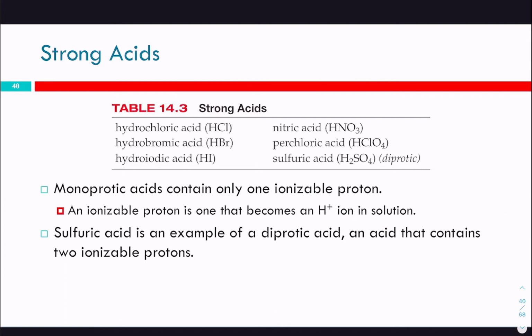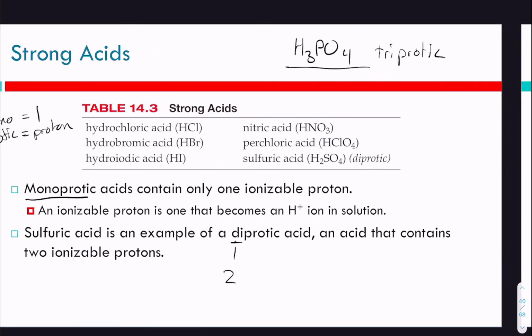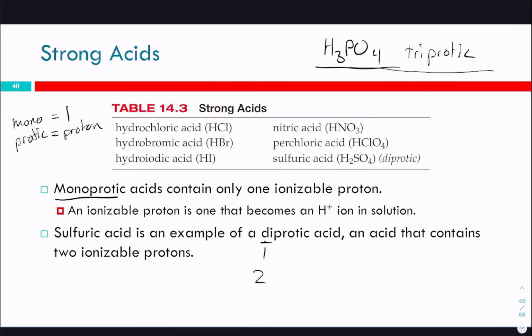We mentioned this with H3PO4, phosphoric acid, which is a polyprotic acid. So monoprotic, mono means one, protic equals proton. So a monoprotic acid has one proton. A diprotic acid, di meaning two, has two protons. Could also call it a polyprotic, meaning multiple. And then you could also call phosphoric acid triprotic. So these are the ones that you really have to watch out for in any type of titration, because that's when you need to have a ratio between your acid and your base.